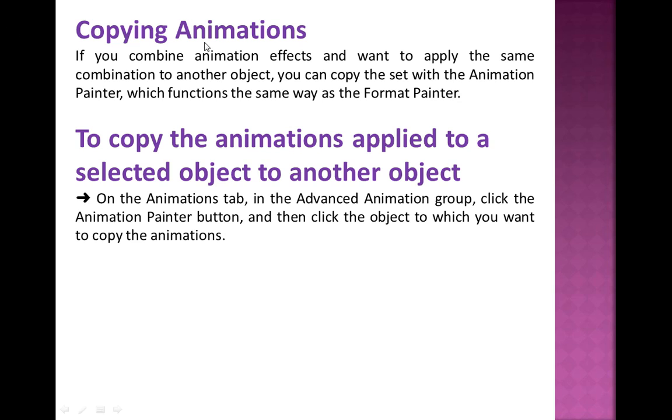Then how to copy the animation. Suppose I want to apply the same format that I applied on the previous formatting, so I can apply the same formatting by using the animation painter. Simply click on the animation painter and that animation will be applied to the other text.